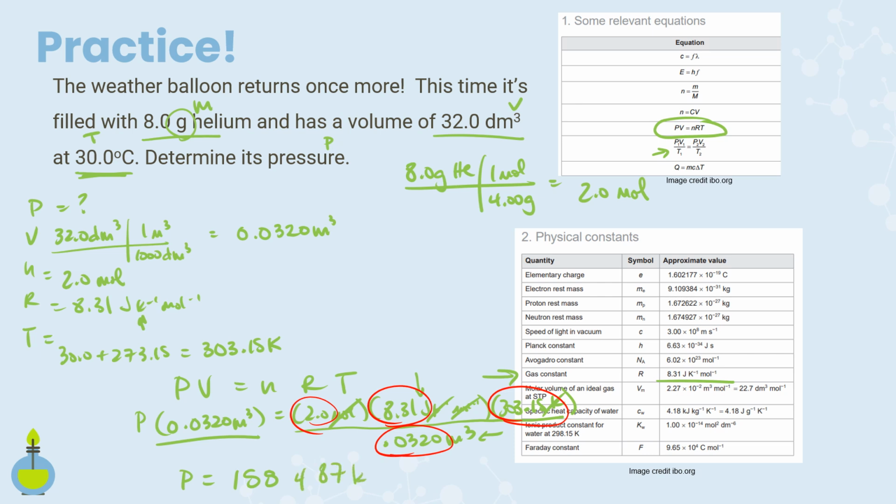158,487, so many more decimal places. Pascals. It's going to be pascals. Sig fig check. I get to keep 2 sig figs. So I'm going to take that 8 and turn that 5 into a 6. And so we can have 160,000 pascals. We could divide that by 1,000 and make it equal to 160 kilopascals. This, my friends, could be our answer.